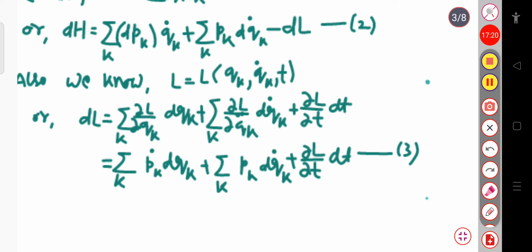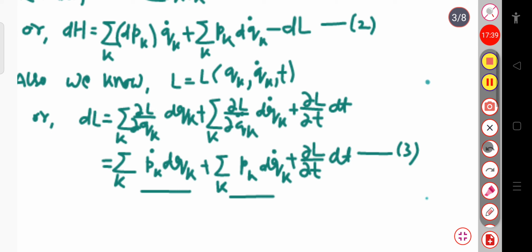Yes, this is your pk dot dqk; dqk is present here, and here pk dqk dot is present. If we subtract this term, that is minus dL, this will be minus pk dqk dot, and when you subtract, these two terms will get cancelled. Let me write it so that it will be better for you.